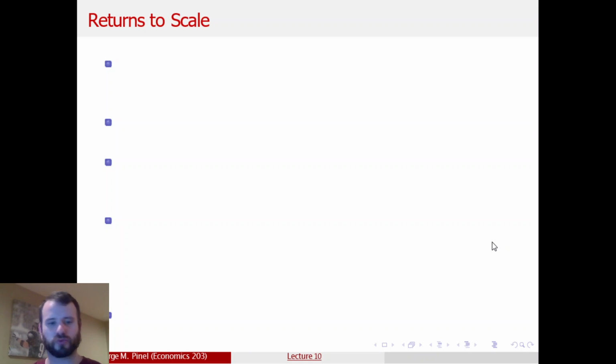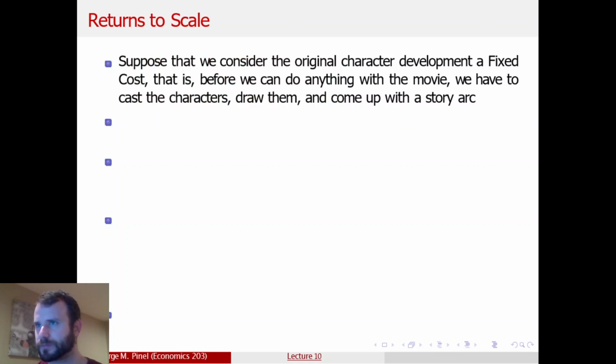All right, and then I'm just going to keep rolling because this is the second to last slide, and I just want to knock them out because we're running short on time. Okay, so suppose that we consider the original character development a fixed cost. So we have to come up with, you're writing a movie and you have to write all the characters in there.